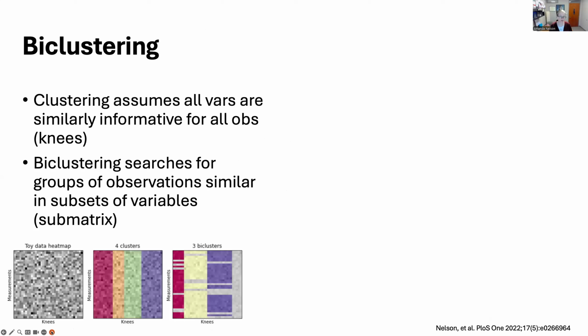Just to revisit why biclustering versus regular clustering: in this example at the bottom, if you just have this heat map, right, random measurements and knees and who knows what's going on there, it actually looks just like that if you do it in OAI. Biclustering, in contrast to clustering, which is in the middle, allows these sub-matrices. So you can look within a certain group of knees at a certain group of variables and come up with a little sub-matrix within the data, rather than assuming that all measurements are the same across all knees within a given cluster. It's a little more subtle, and it might be more clinically relevant.